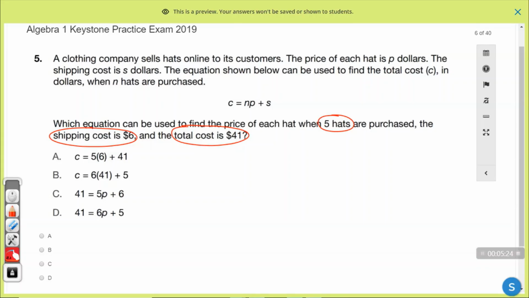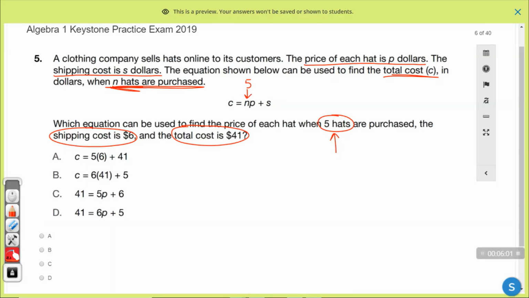In order to do that, all you have to do is identify what each variable is, and here we see the price of each hat is P dollars. All right, so that's going to be our price per hat. We see our shipping cost is S dollars. All right, we see the total cost is C, and we see the number of hats purchased is N. All right, and that's what we're looking for here as we identify the different pieces. So let's look at what they gave us. First off, which equation can be used to find the price of hats when 5 hats are purchased? That's our number of hats. So 5 would go in for N, my number of hats.